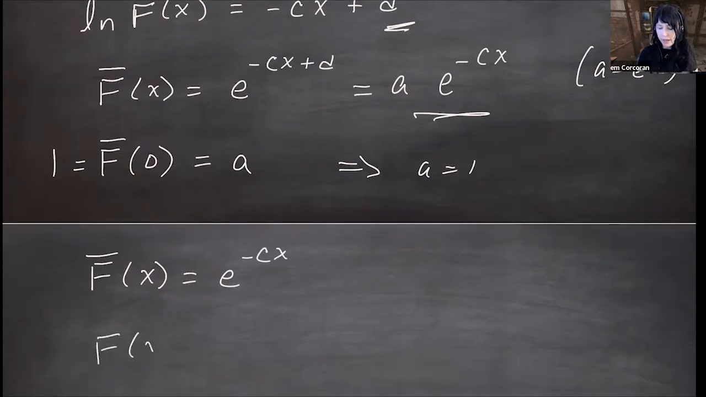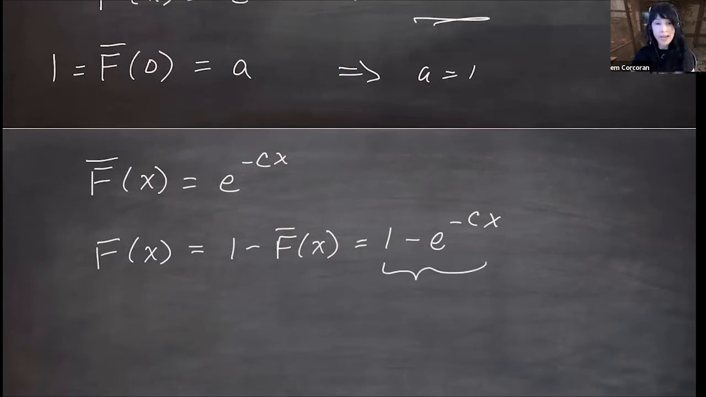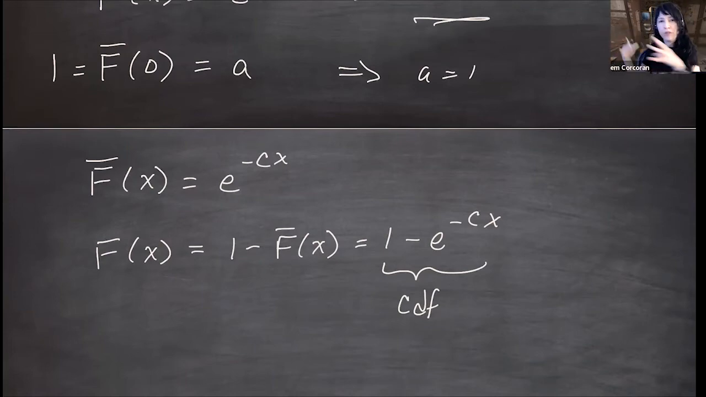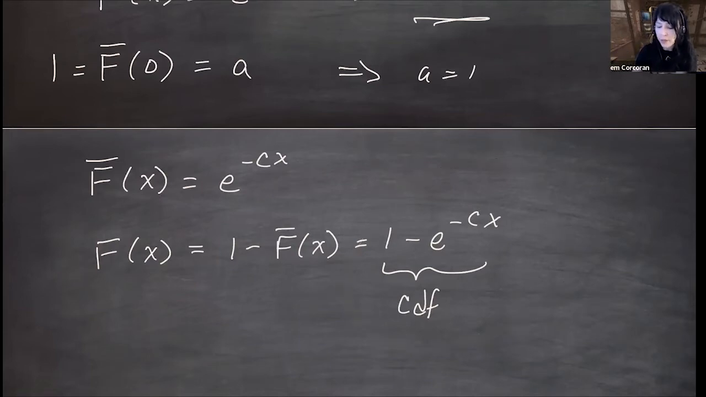So F of x is 1 minus this F bar, which is 1 minus e to the minus Cx. And this is the CDF for an exponential distribution with rate C. And if you don't like identifying distributions with CDFs, I think it's more natural to think PDF, because that's how we define the distribution. The exponential distribution has this PDF, and the normal distribution has this PDF. Then take the derivative of this, and you'll get C e to the negative Cx. And that one you should definitely recognize as an exponential PDF.